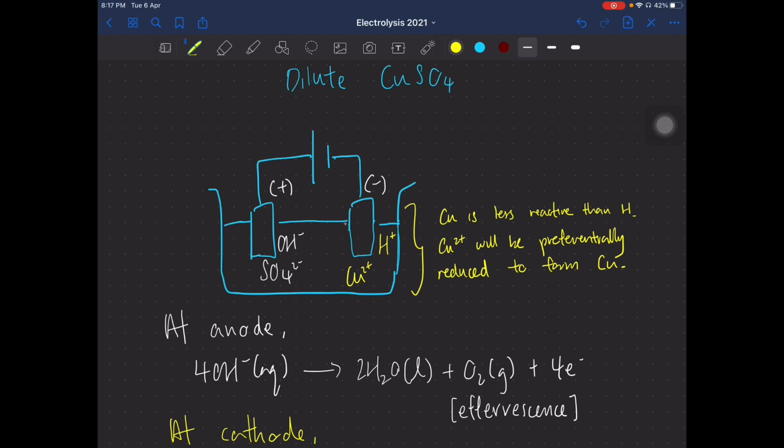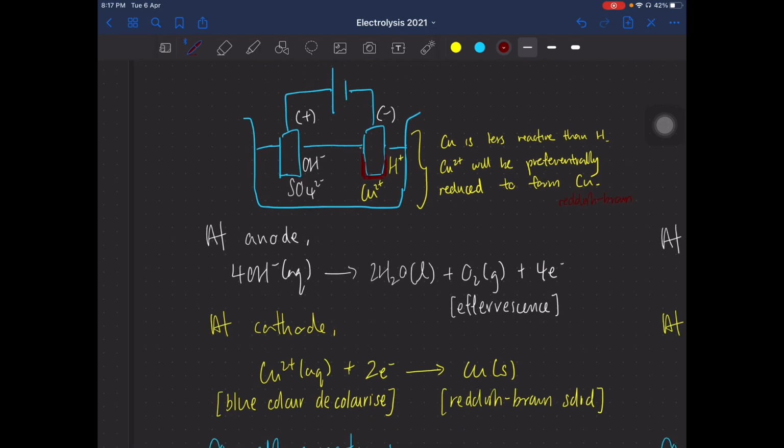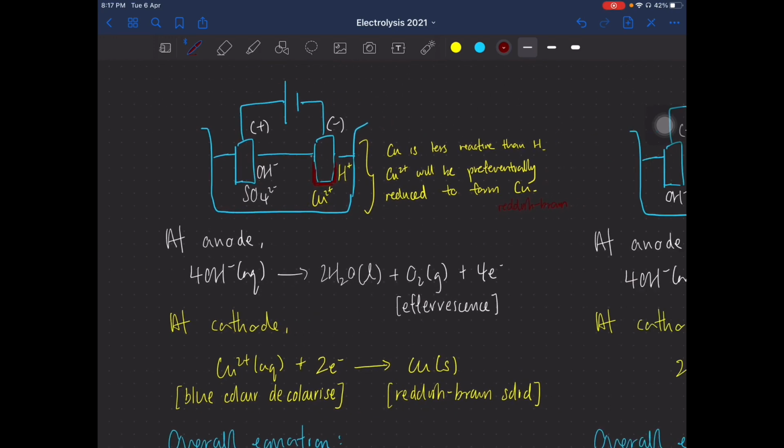And we know that copper metal is actually reddish brown in color, which means that as this reaction proceeds, you'll start to see a lot of reddish brown solid forming along the edges of the electrode, because copper is being reduced. At the anode, one thing to take note is that big ions such as sulfate will never ever get discharged. Whether or not it's concentrated doesn't matter. It will never be discharged.